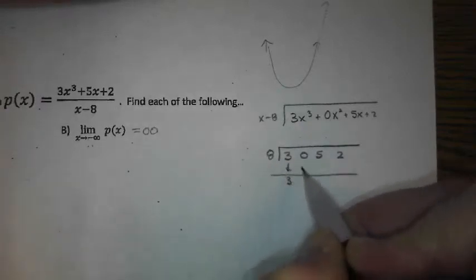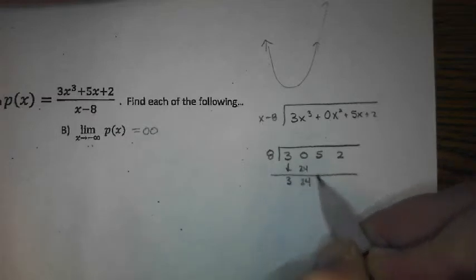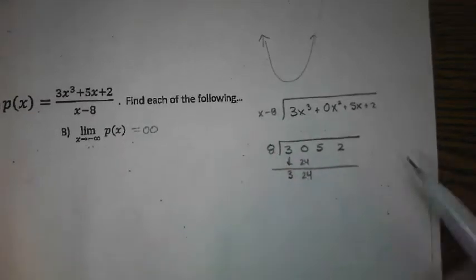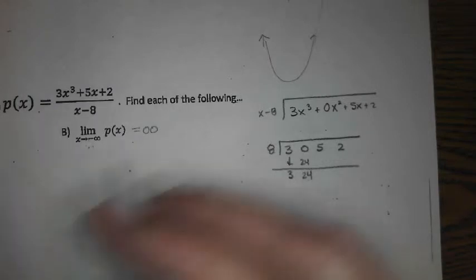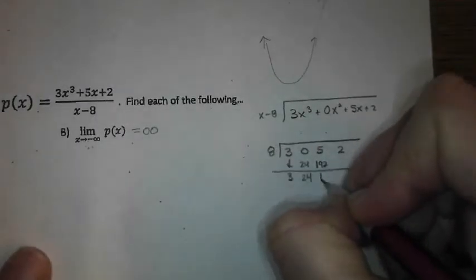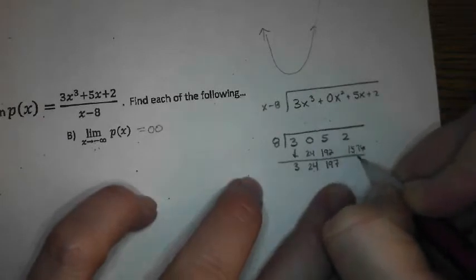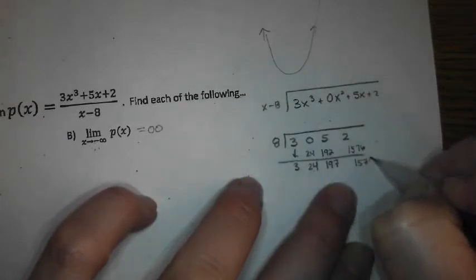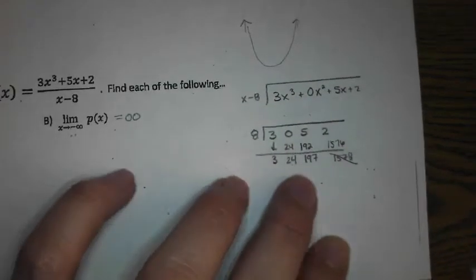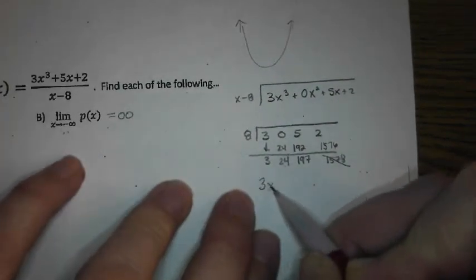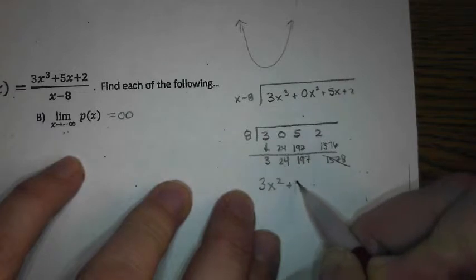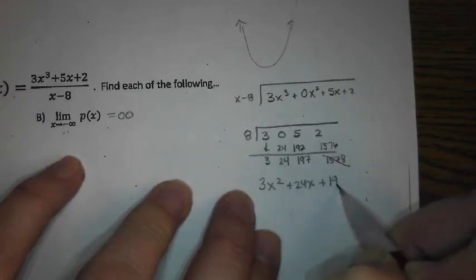Bring down my 3. 8 times 3 is 24. Oh boy. 8 times 24 is 1... Did I do something wrong? Oh, you're the best. 192. That'll give me 197. 197 times 8, 1576. Add those up, you get 1578. The remainder means nothing, okay? The quadratic asymptote that we will follow is 3x squared plus 24x plus 197.